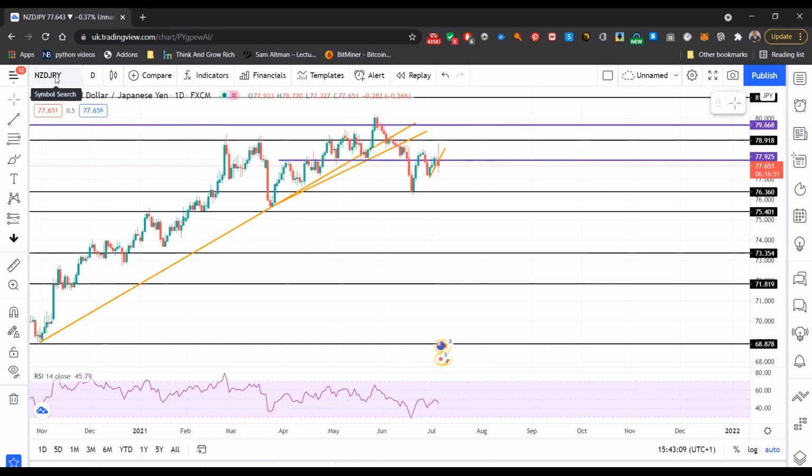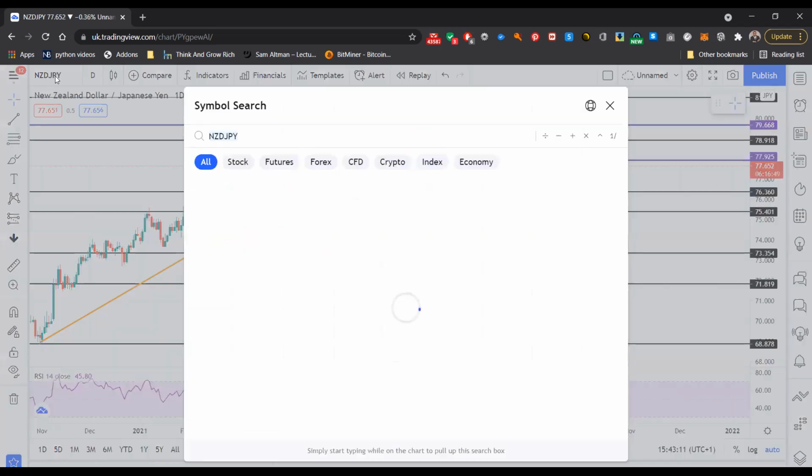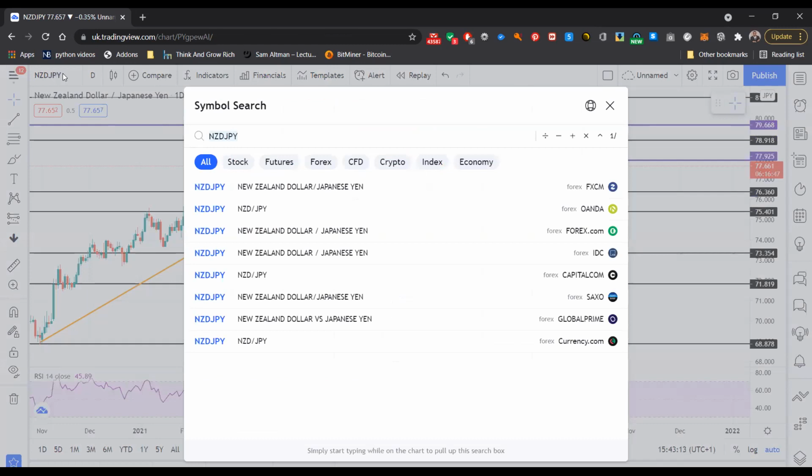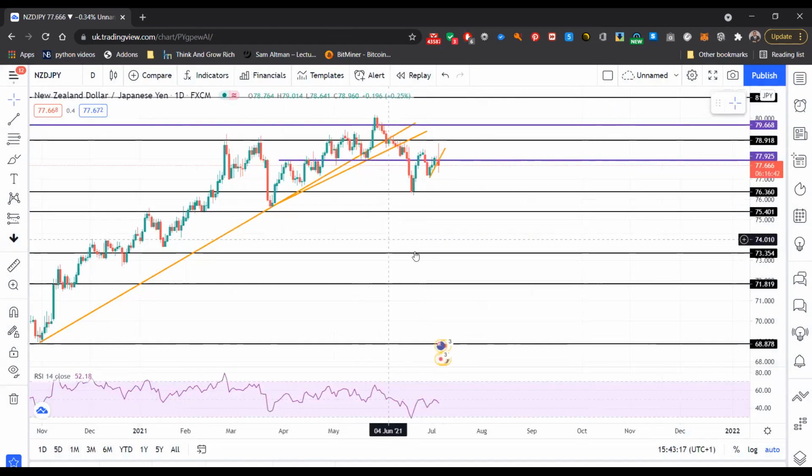Now, quickly, let's look at an example of a swing. And it's in every time frame, every currency pair. I can use this one as well as an example.